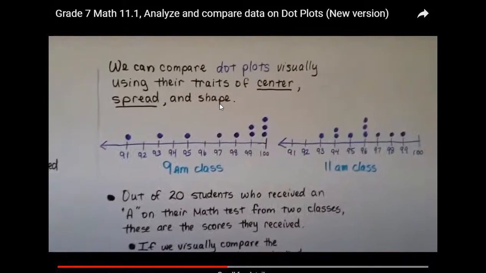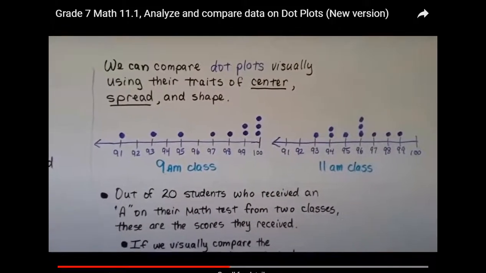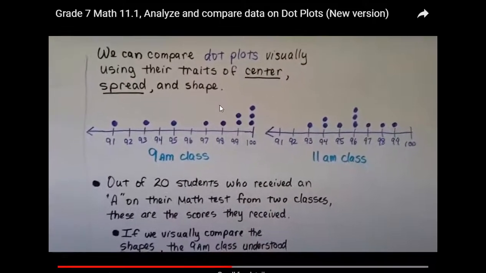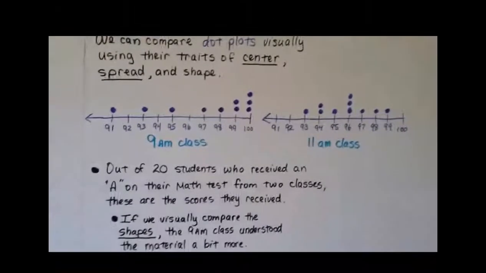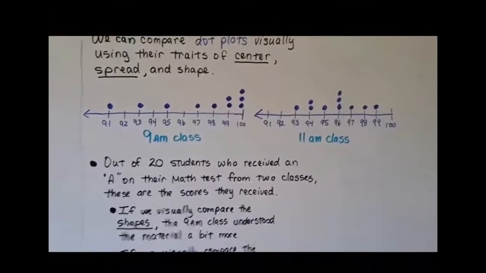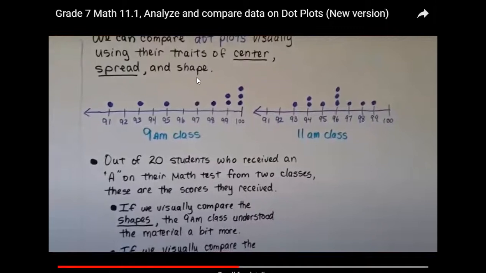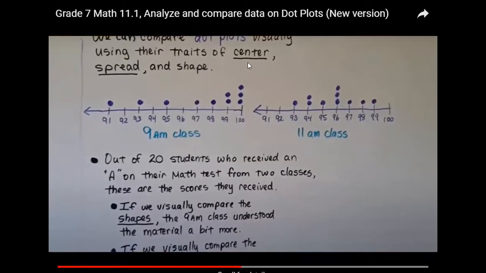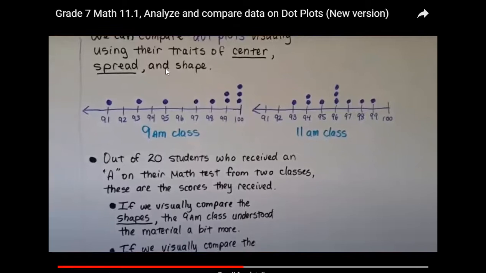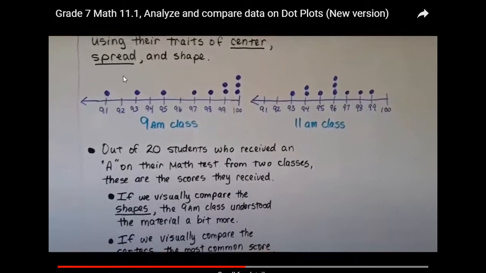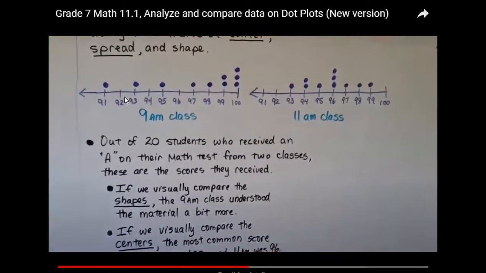We can also compare dot plots visually using their traits of center, spread, and shape. And we want to know what is the difference between shape, center, and spread, and which measure of central tendency we can use in each one.